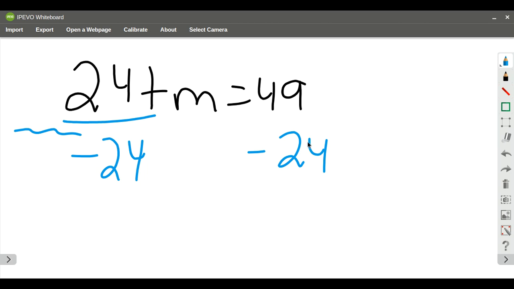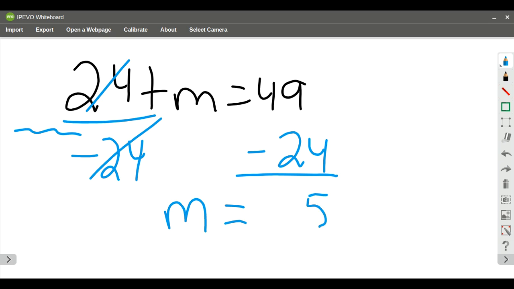So whenever we're solving for a variable in an algebraic equation, you need to keep your sides of the equation balanced. So when I subtract 24, these go away, they cancel each other out, and I'm left with m equals 49 subtract 24. So 9 subtract 4 is 5, 4 subtract 2 is 2, m equals 25. Great, I'm done. Oh, nope, I didn't do my proof.